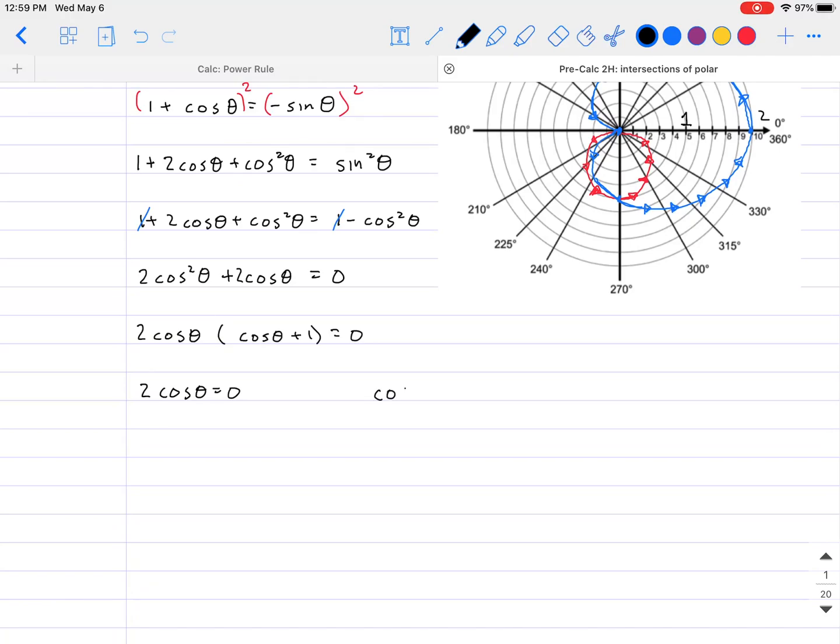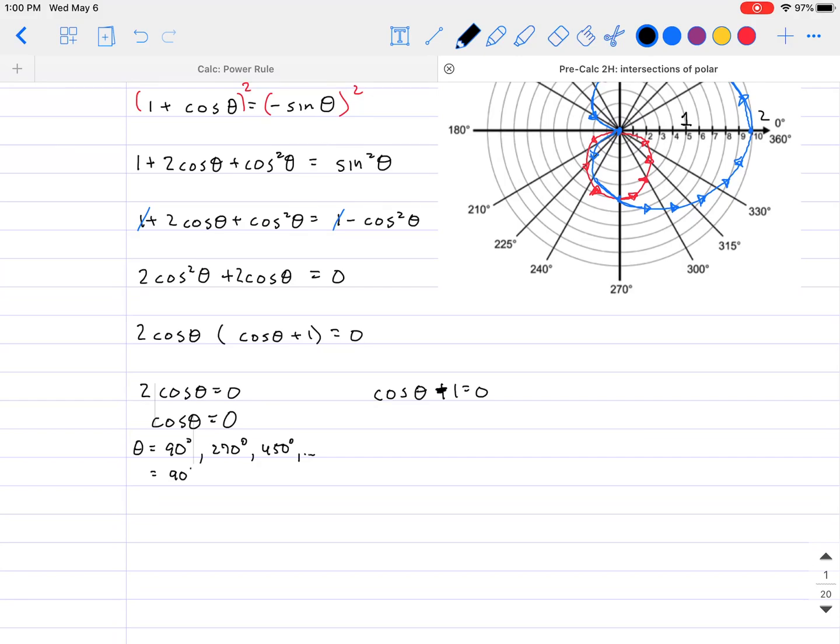So now by the zero factor property, I can solve for theta for each one. So 2 cosine of theta is equal to 0, or cosine of theta plus 1 is equal to 0. So let's see, cosine of theta is equal to 0. Where is that located? I'm looking at theta being 90 degrees, right? And then there is 270 degrees, and then there is 450 degrees, and so on and so on.